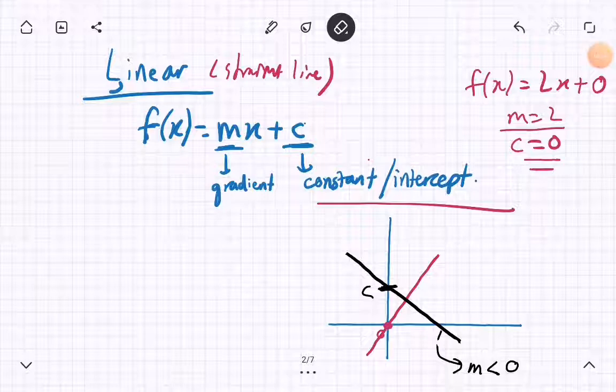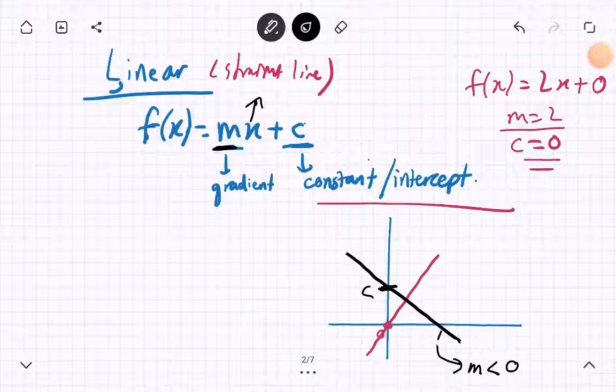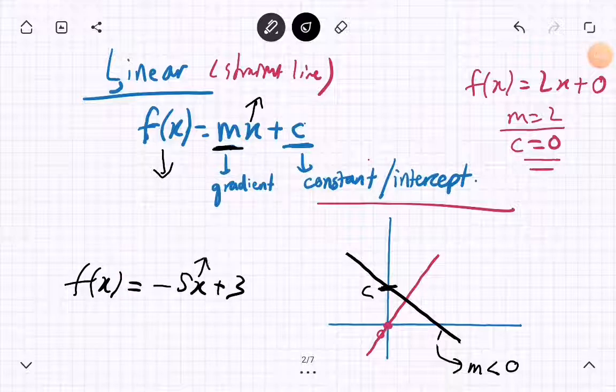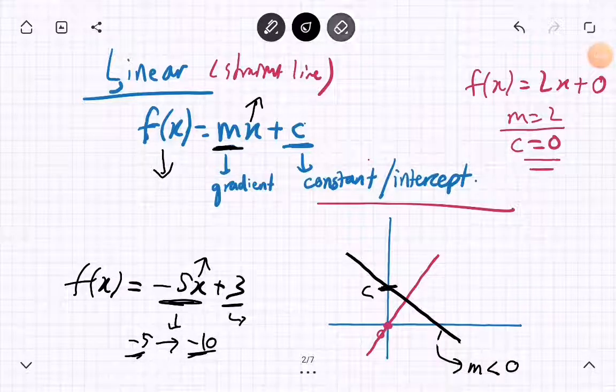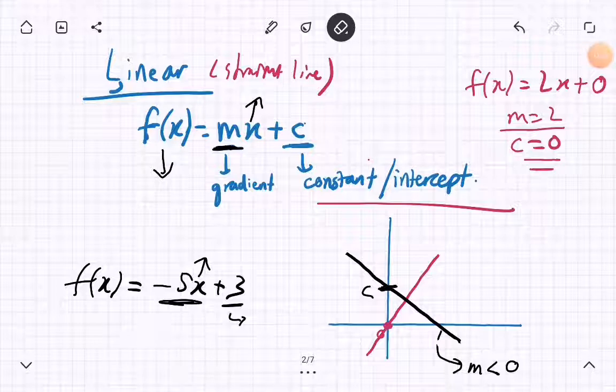So the idea here is, if m is negative, just think about it. If x goes up, then you're multiplying x by a negative number, so then f(x) should go down. Say f(x) = -5x + 3. If x goes from 1 to 2, don't worry about the constant term. This term goes from negative 5 to negative 10. Negative 10 is smaller than negative 5, because you're multiplying by a negative number. So that is the idea behind why you get a downward slope.